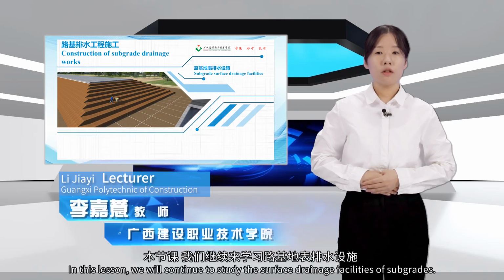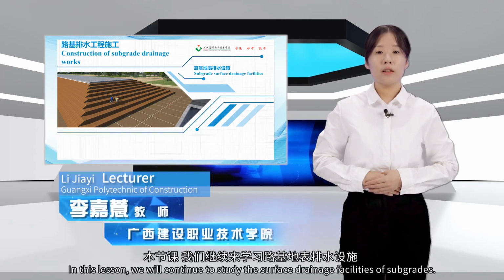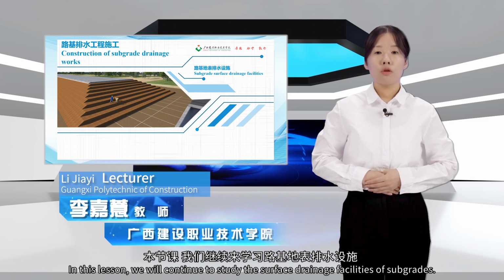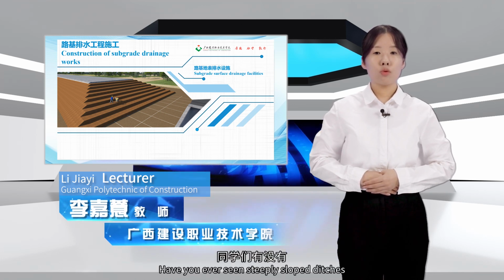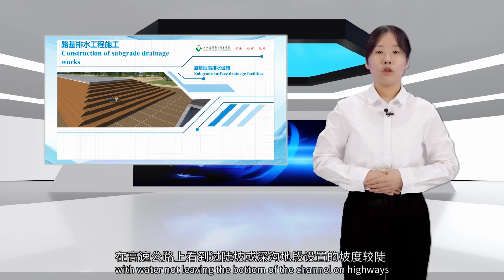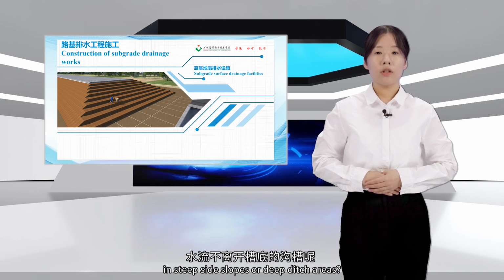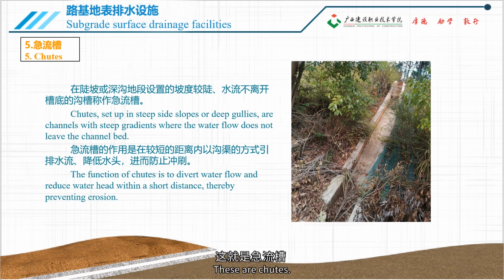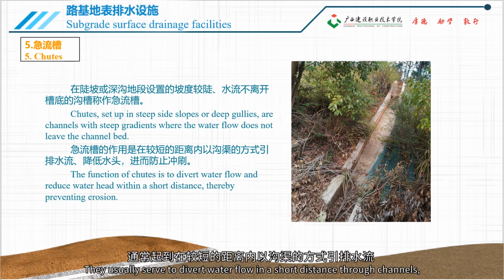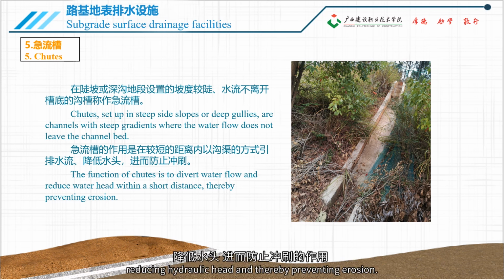In this lesson, we will continue to study the surface drainage facilities of subgrades. Have you ever seen steeply sloped ditches with water not leaving the bottom of the channel on highways in steep side slopes or deep ditch areas? These are chutes. They usually serve to divert water flow in a short distance through channels, reducing hydraulic head and thereby preventing erosion.